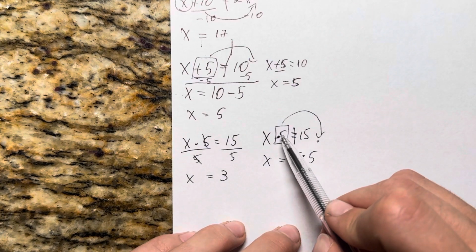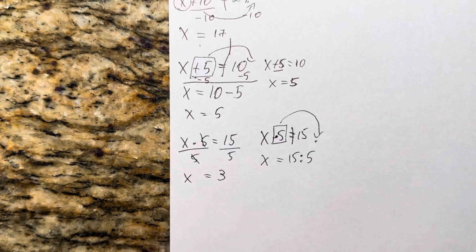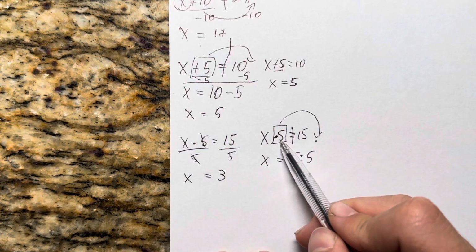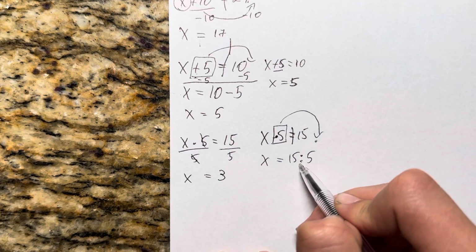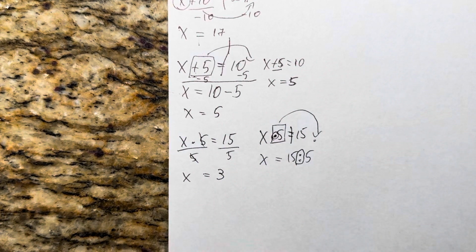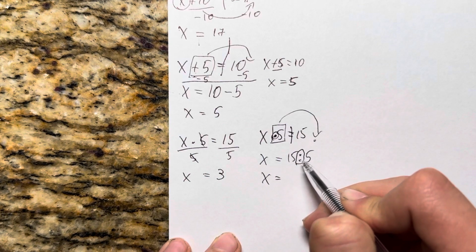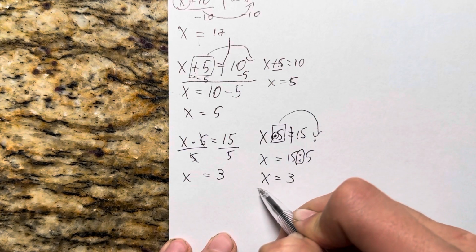You see, you flipped it over the equal sign and you got the same number but with an opposite sign. You see, you have division here and multiplication here. They are opposites of each other. And you just solve for x here. x equals 15 divided by 5 is 3. See, you have the same answers.